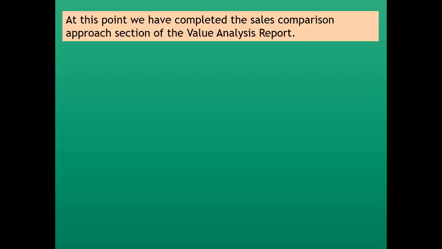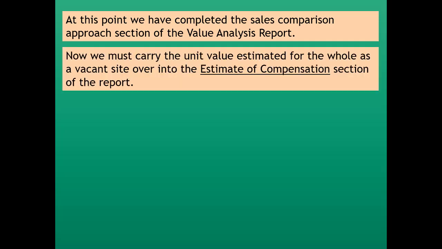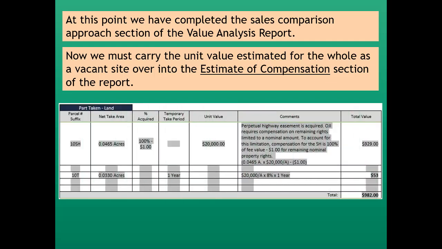At this point, we've completed the sales comparison approach section of the value analysis report, and now we've got to carry that unit value estimated for the whole as a vacant site over to the estimate of compensation section of the report. And here's that section, and we're focusing on part taken land only. So the first one we're going to look at is the SH.